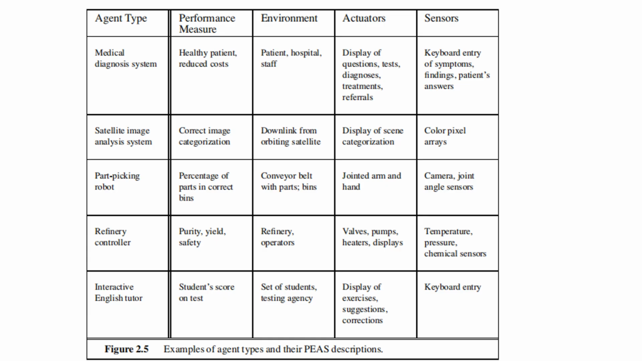Next example is the interactive English tutor. There the performance measure is student score on test, and the environment is a set of students, testing agency, and actuators are display of exercises, suggestions, corrections. Then the sensors, keyboard entry.